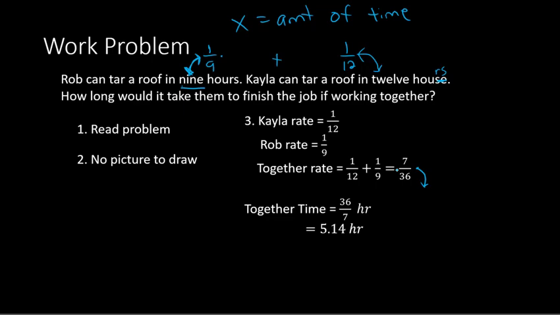So we have 36/7 of an hour, so we can divide, and we get 5.14 hours. And the decimal we can write in minutes, right? Because 0.14 hours multiplied by 60, that would give you what? That would give you 8.4 minutes. So this job, working together, would take them 5 hours and 8.4 minutes.